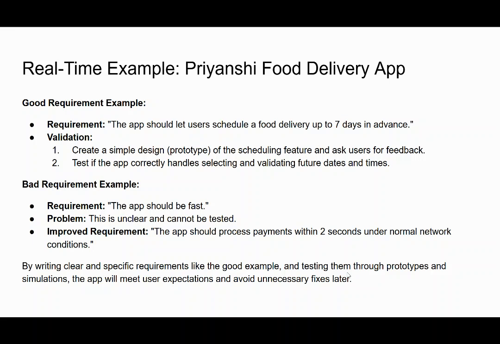Coming to the bad requirement: the app should be fast. It is not giving any specific requirement. Fast for what? That makes no sense, right? The problem is that this is unclear and cannot be tested. If they specify that the app should load within 3 seconds or 5 seconds, that comes under a good requirement, because it specifies a time. So what is the improved requirement here?